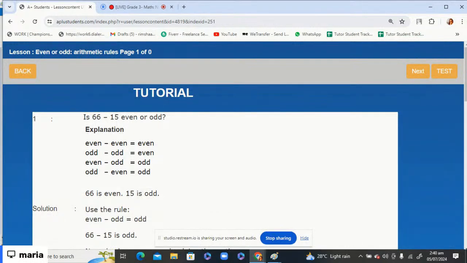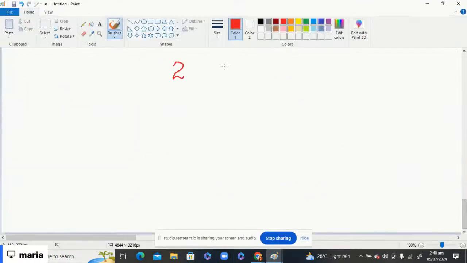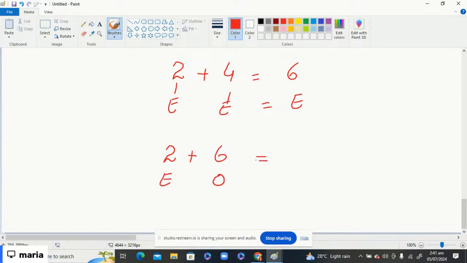If you have two even numbers, then you get the answer even. For example, 2 is even, 4 is even. When you add up, the answer is 6, it means that the answer is also even. So if this one is even and this one is even, then the answer is even. Okay, if one is even and one is odd, when you add up, your answer is always odd.